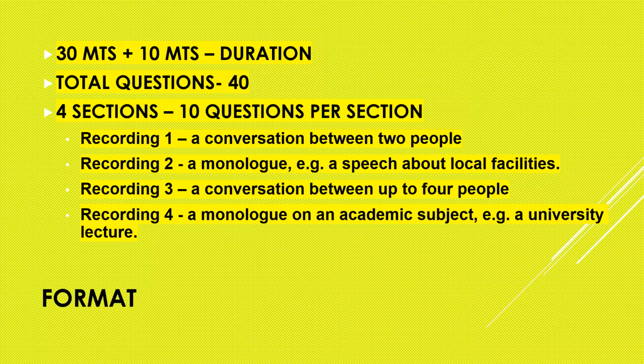The first recording is a conversation between two people set in an everyday social context. The second recording is a monologue set in an everyday social context, for example a speech about local facilities. Recording 3 is a conversation between up to 4 people set in an educational or training context, for example a university tutor and a student discussing an assignment. Recording 4 is a monologue on an academic subject, for example a university lecture.